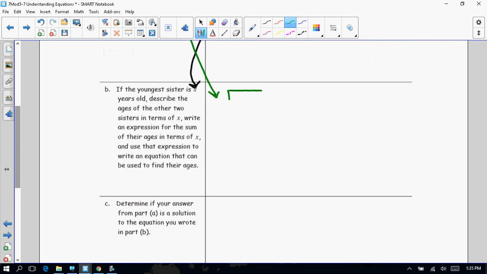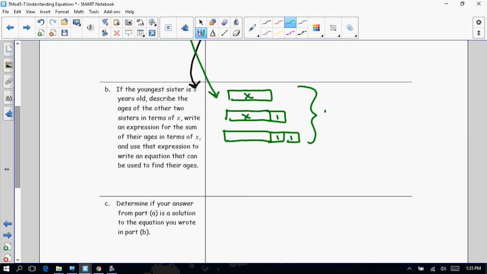So let's call the first sister X. The next sister is X plus 1. And then the oldest sister we said was X plus 1 plus 1. And we know that all of this equals 45, right? Well, I've got these 3 here. Couldn't I remove those? But if I'm going to remove 3 from one side, I have to remove 3 from the other side.